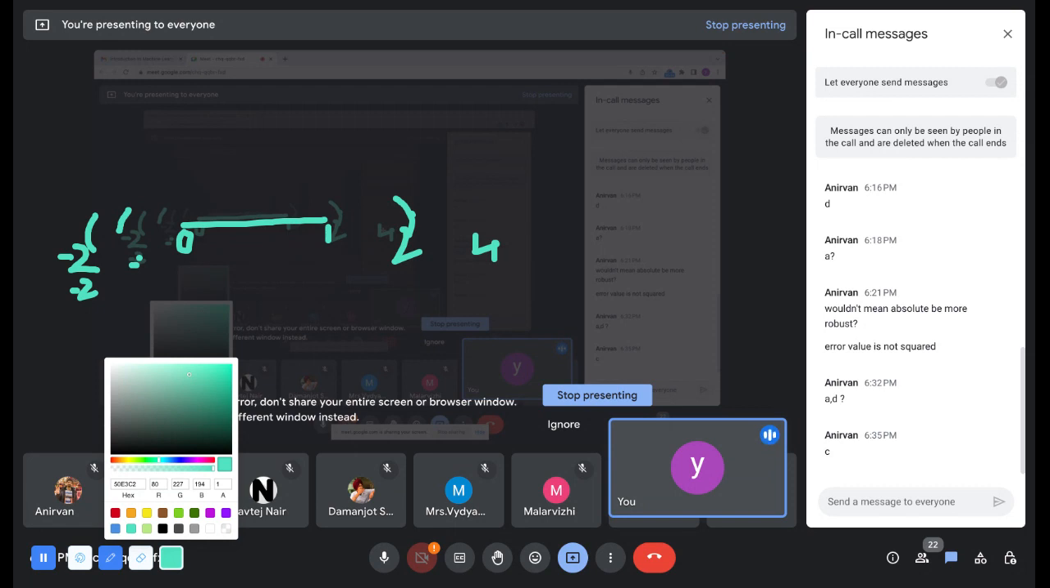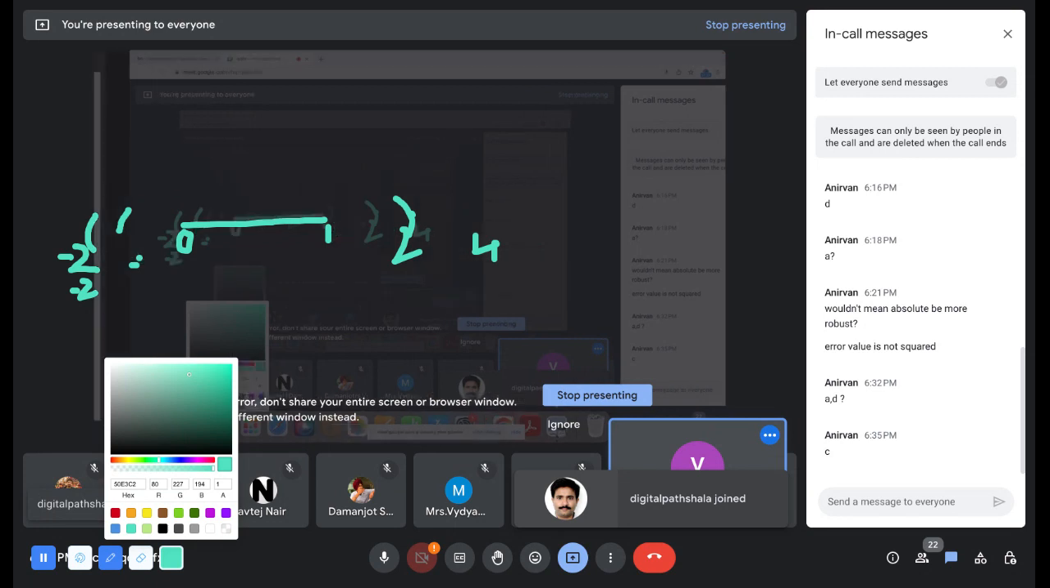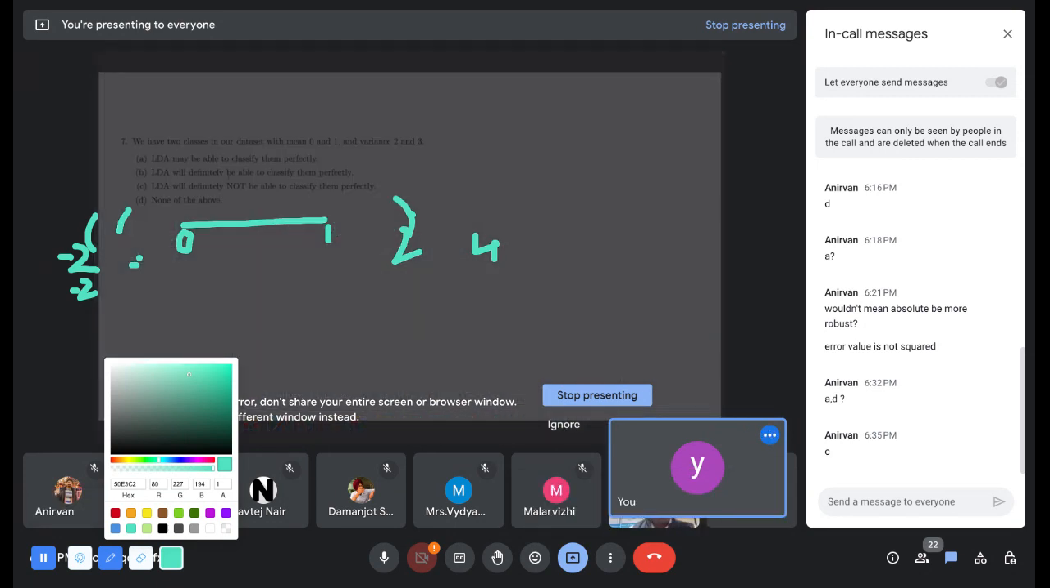Typically, if you consider a Gaussian, within 3 sigma you have around 99% of your data. So here, you can see the data is heavily overlapped. Class 0 is completely overlapping into class 1. So no matter what classifier you use, you cannot differentiate between 0 and 1. So LDA will definitely not be able to classify them.